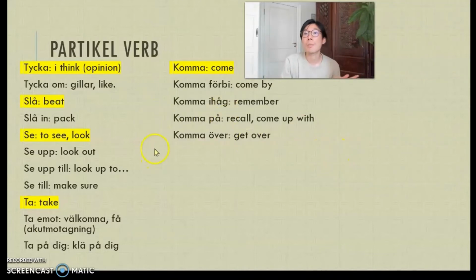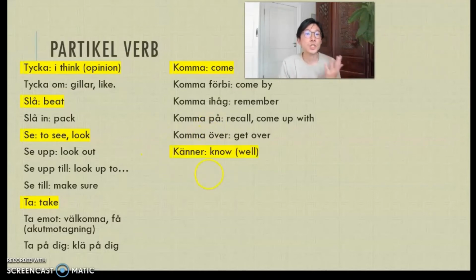Komma över betyder get over. So whenever you want to get over some kind of emotions, du kan säga komma över på svenska. Till exempel, det är svårt att komma över sorgen. It's hard to get over the sorrow.